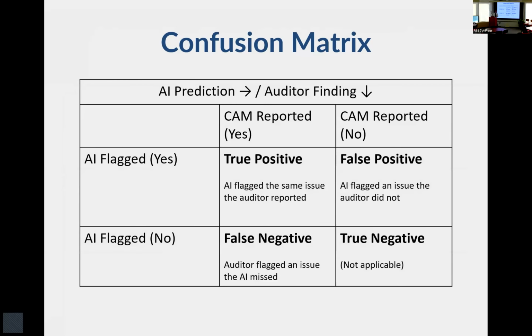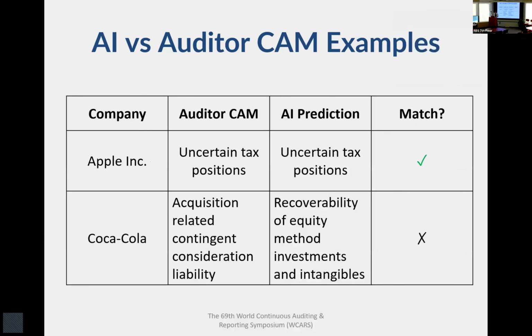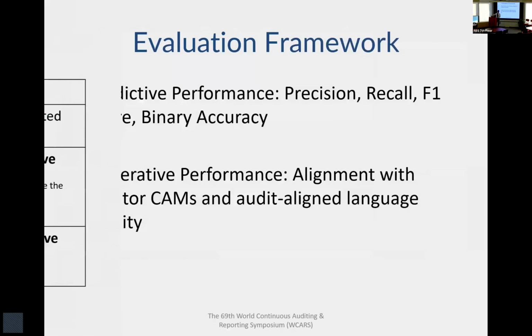Sorry. This is an example of what our data collection would look like. So we have Apple Inc. We have the auditor CAM. If it matches with the AI CAM, then we've got a true positive. And then with Coca-Cola, if they do not match, then we've got a false positive. Went over that.